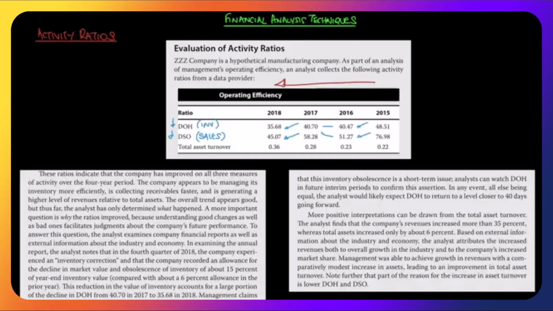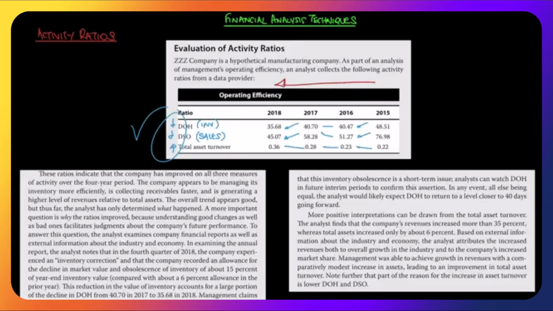Total asset turnover, remember that is dollar of revenue per dollar of assets. It's gone from 0.22 to 0.23 to 0.28 to 0.36. That's trending upwards. All three of those are going in the direction you'd like. Inventory management looks more efficient. Sales collection looks more efficient. Total asset turnover, generating more revenue per dollar of assets. Everything's great. Let's read the chat for context.